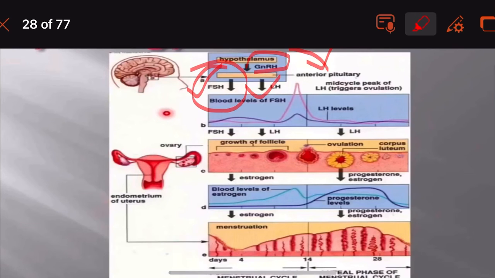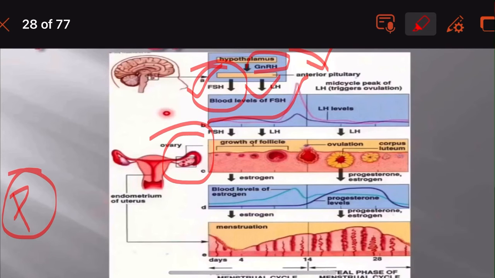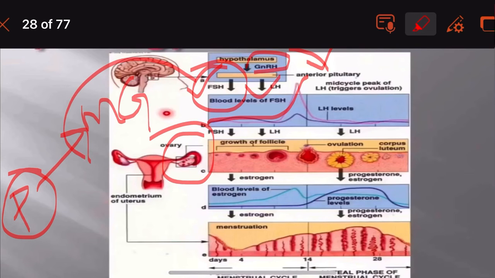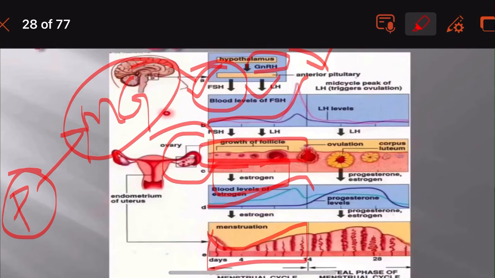First, let us see what the FSH does. When the blood level of FSH increases, it will act on the ovaries. Acting on the ovaries, it causes growth of the follicles from primary into a mature Graafian follicle. See guys, the growth of the follicle is given here. These follicles are going to secrete estrogen. Once the level of estrogen in the blood increases, it causes the growth of the endometrium.